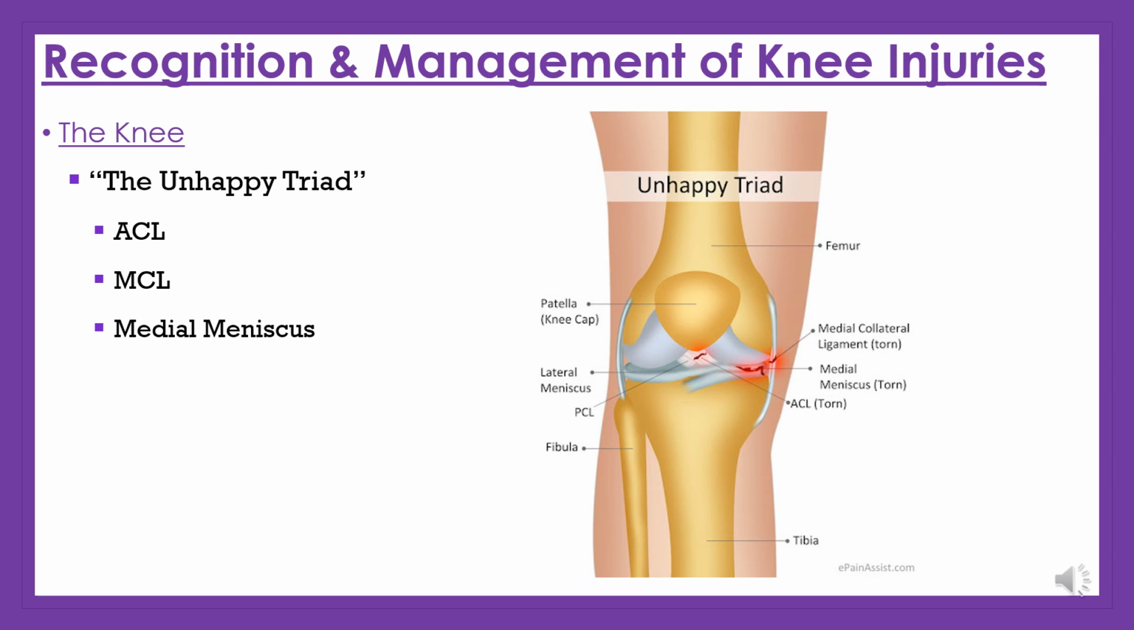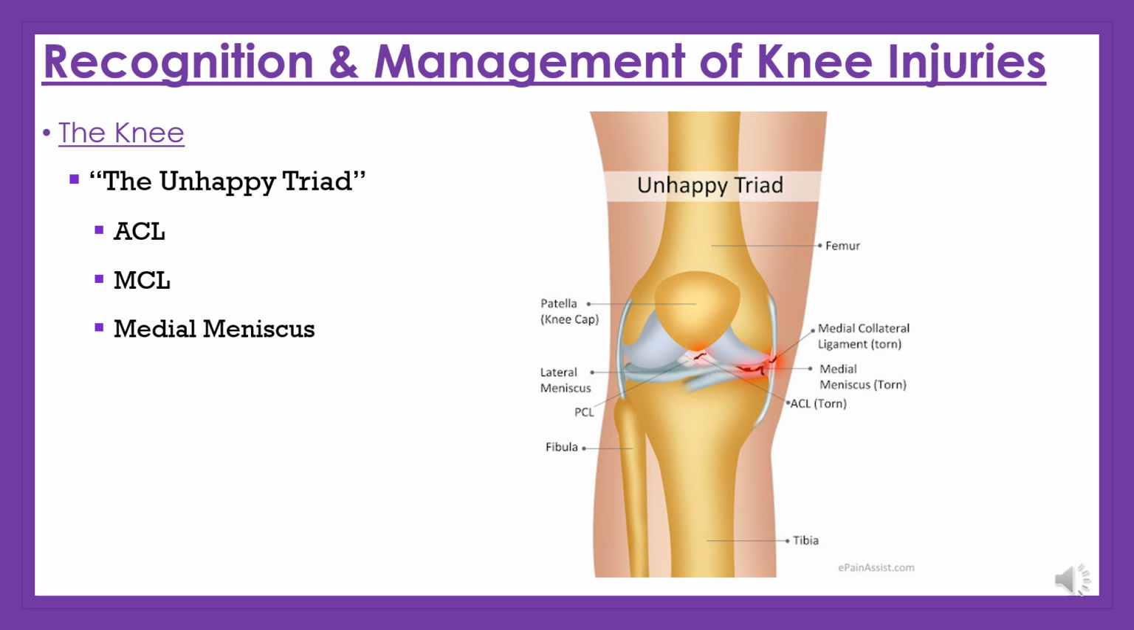So something that is not in your book, but I wanted to mention, is the unhappy triad knee injury. Okay, so the unhappy triad is 3 different structures. We have the ACL, the MCL, and the medial meniscus. When these are all damaged at the same time, they are known as the unhappy triad. They are often damaged at the same time because they are all damaged with the same mechanism of injury, plant and twist, okay, on a bent knee.